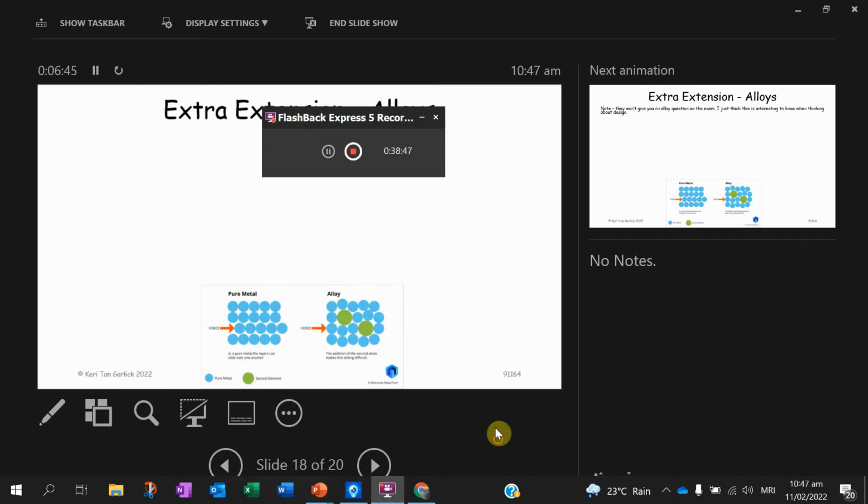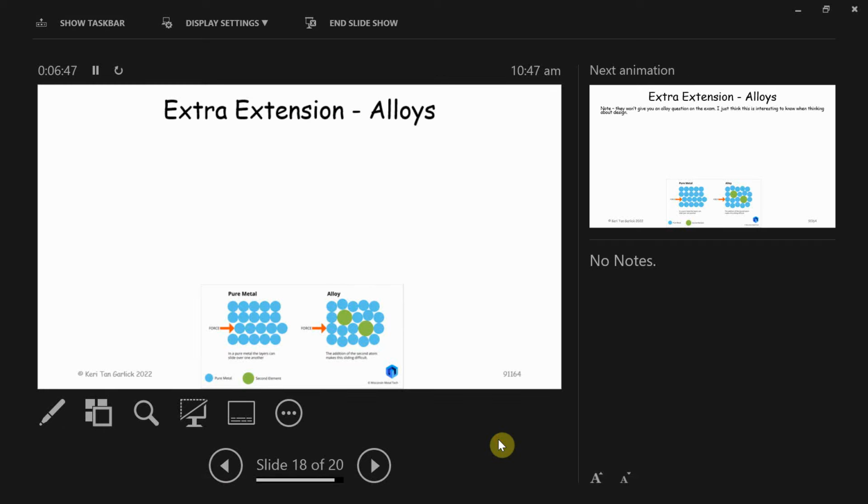This here is just some extension information, just because I think you guys would be curious about it and want to go into those metal properties. They won't ask you any questions on this during the exam, so don't worry about it. Oh, that's a very tiny note. And this isn't on your slide either.